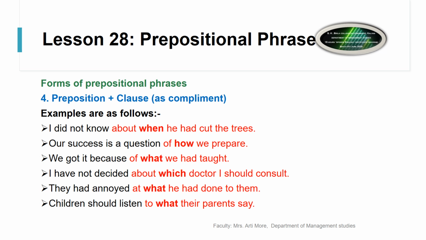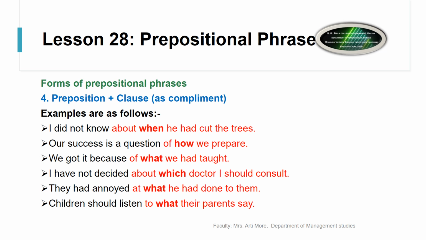Our success is a question of how we prepare. Of is a preposition. How begins a clause. So of how we prepare is a prepositional phrase. Next, we got it because of what we had taught. Of is a preposition. What begins a clause. So of what we had taught is a prepositional phrase. I have not decided about which doctor should I consult.